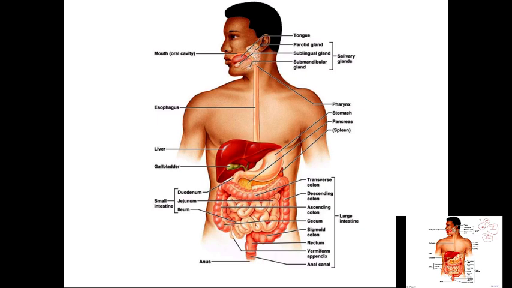Then we have right here these 3 groups of salivary glands. You've got the parotid gland, the sublingual gland, and submandibular gland. Then we have the esophagus, this long tube right here, which will bring food into the stomach. And the stomach has different portions to it. The top part right around there.